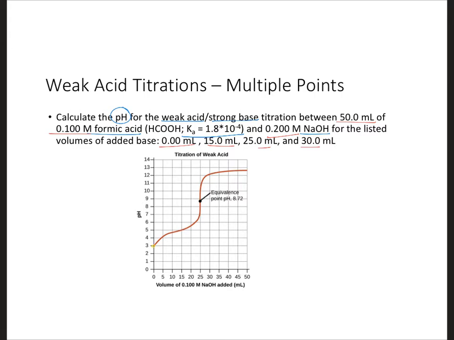They've probably given us something at the initial phase. They have probably given us something in the buffer zone, maybe the midpoint, or maybe a little bit above the midpoint. They have probably given us a calculation at the equivalence point, and probably also something above the equivalence point. So they are drawing upon our knowledge of what's happening in each one of these steps so that we can use the appropriate equations to figure out what the pH is. Let's walk through that step by step.